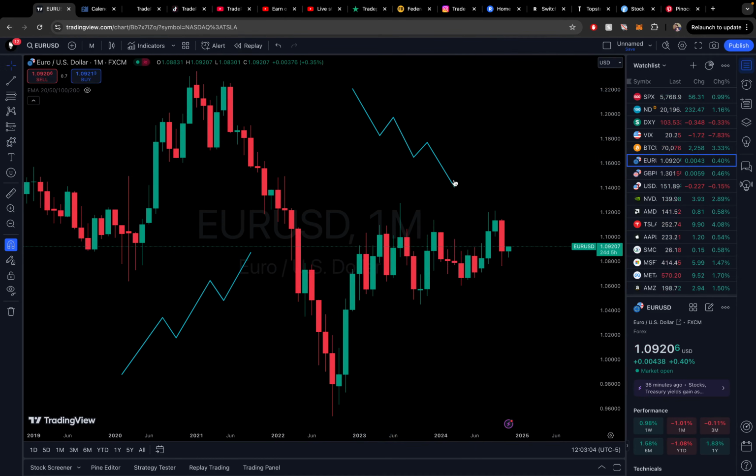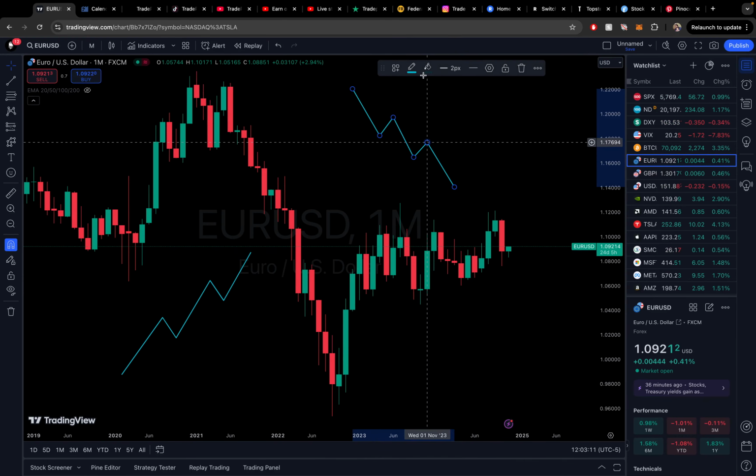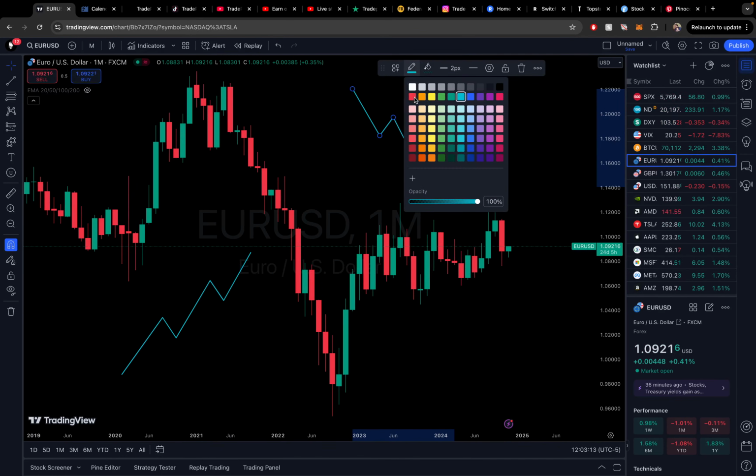So uptrend, downtrend. If you do not have clear directional movement, what's up, EV? If you do not have clear directional movement, then you are in a consolidating or sideways moving market.